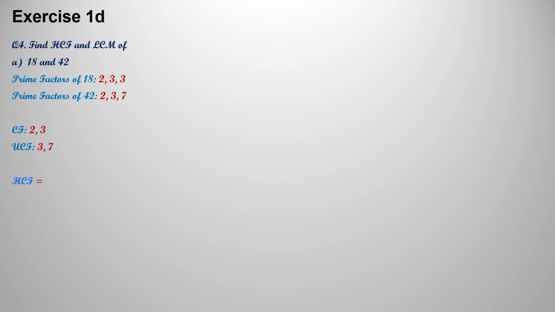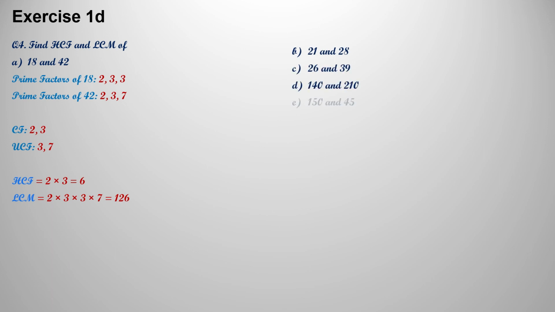What is the formula of HCF? You multiply the common factors. 2 into 3, the answer is 6. What about LCM? You multiply the common factors with the uncommon factors. 2 into 3 into 3 into 7 is equal to 126. Part B, C, D, E, and F, you can do all of these yourself.